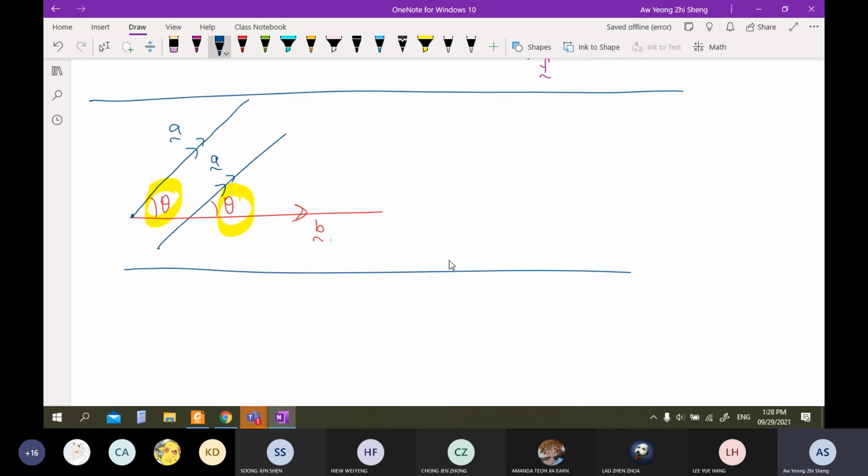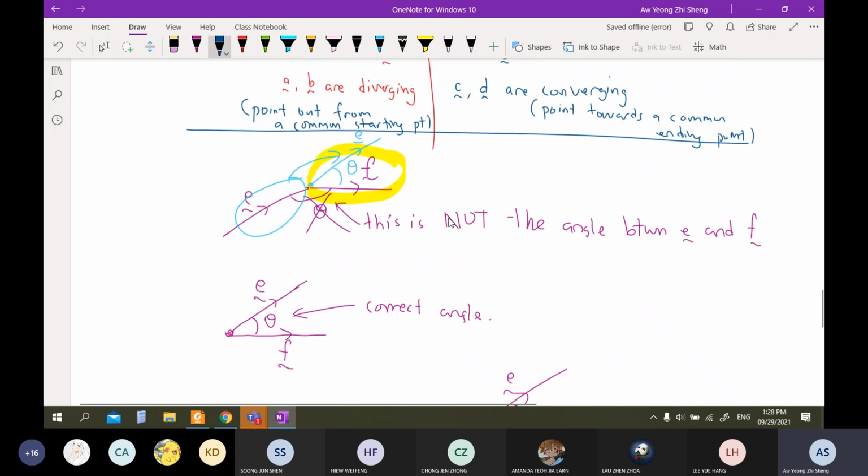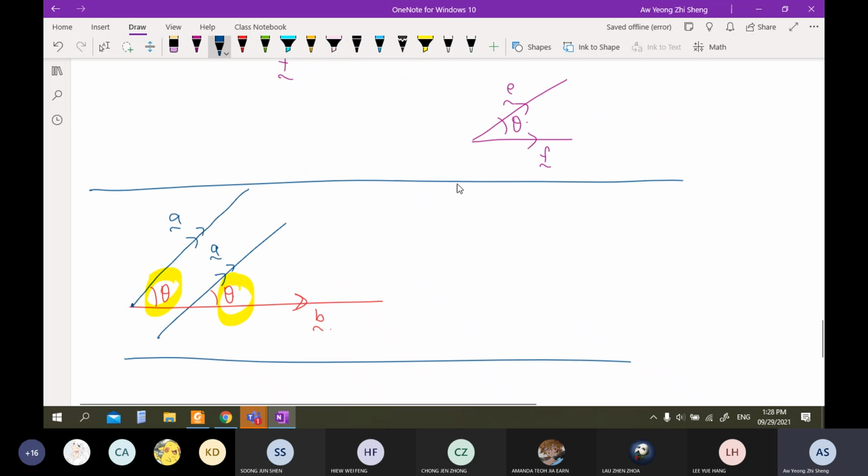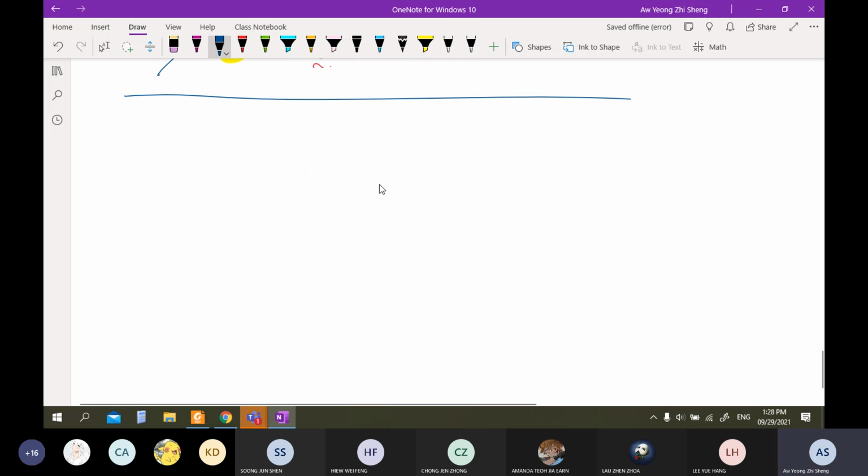Jindra asked, what if you put negative at F so that it points to the other direction? Okay, maybe I just show you a different diagram. If this is my vector G, and my H points this way, now G and H are diverging. So this is the correct angle theta. This theta is obtuse, and is the correct angle.